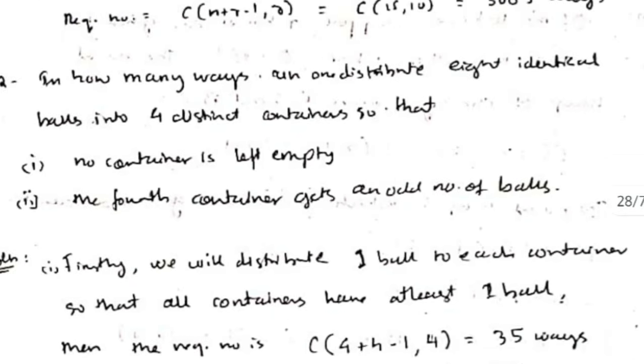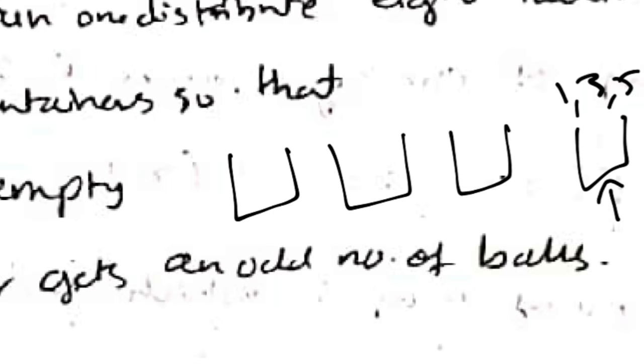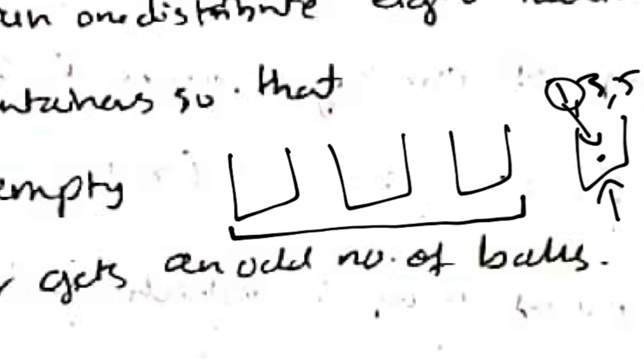In the next question, they have asked us that the 4th container gets an odd number of balls. Suppose that there are 4 containers here: 1st, 2nd, 3rd, 4th. It should get an odd number of balls, meaning it can get either 1 ball, 3 balls, 5 balls or 7 balls. In each of these cases we will be calculating. In the first case, if it gets 1 ball here, the remaining balls will be 7, and 7 will be distributed among 3 containers. So in that case, n will be 3. It will always be the same, and r will be how many balls are to be distributed. Since 1 is gone, the number of balls will be 7.